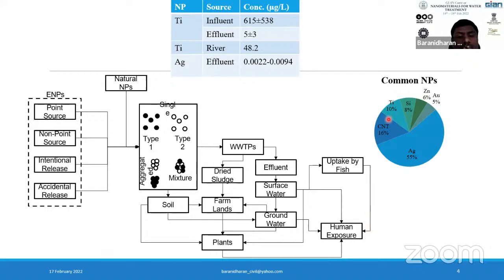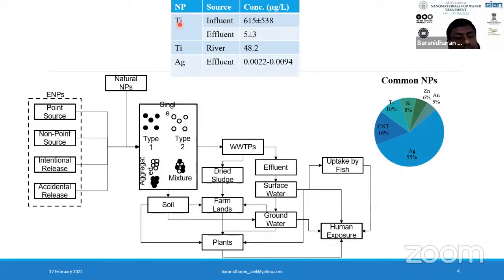So on to the top, as spoken earlier, the commonly used nanoparticles are silver, followed by carbon nanotubes, followed by metal and metal oxide nanoparticles. And then one such study has quantified the concentration of these metal oxide nanoparticles, especially in a wastewater treatment plant. At the influent, as in yesterday's discussion, the concentration will mostly be expressed in terms of microgram per liter. You digest the sample and then analyze through AAS or ICP.